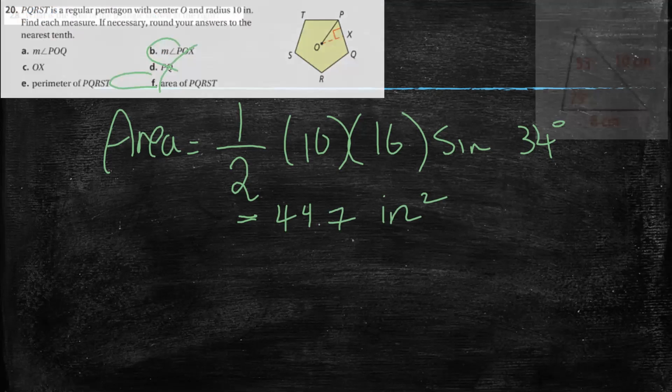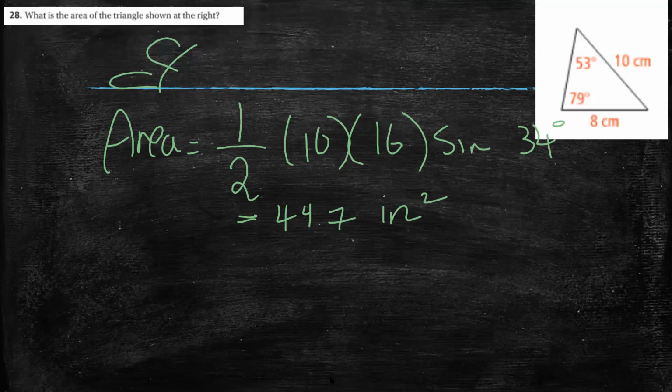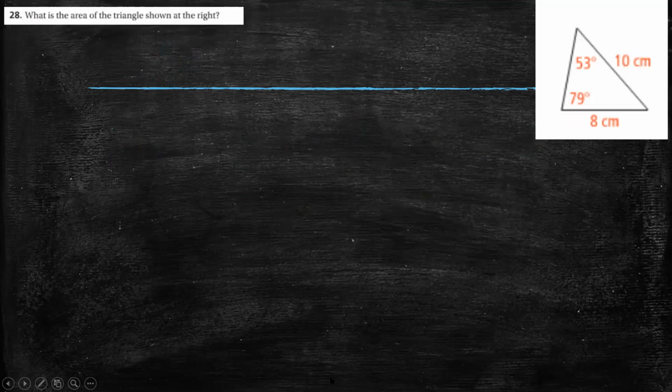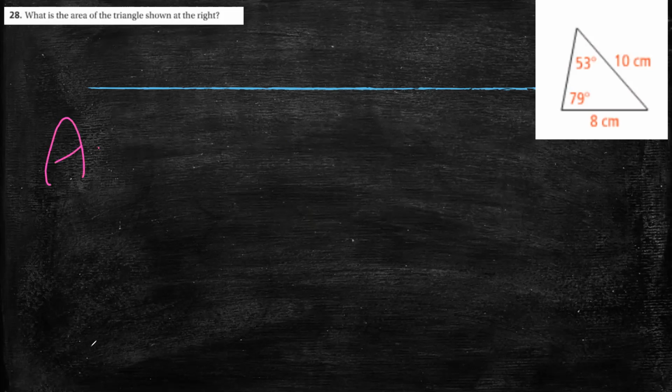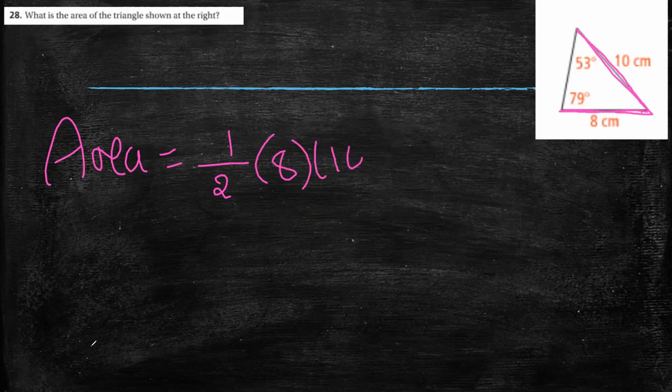Now, before solving this one, I want you please to look at this example here. What is the area of the triangle shown on the right? This is number 28 in your book. Look at this triangle here. I told you that if I need to find the area of the triangle, we need two sides. Yes, they are given, 8 and 10. And I saw an angle that's included between them. What is the measure of the angle that is included between them? Is it 79 or 53 or another one? Another one. Thank you.